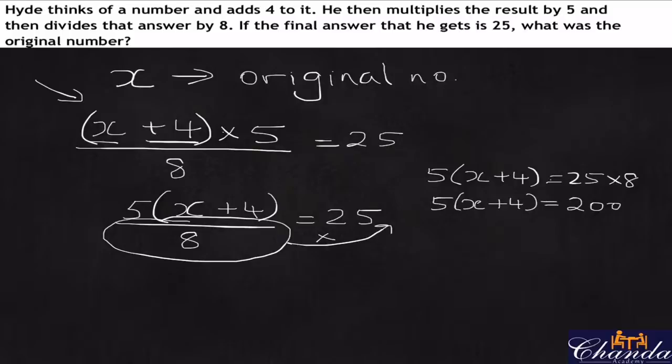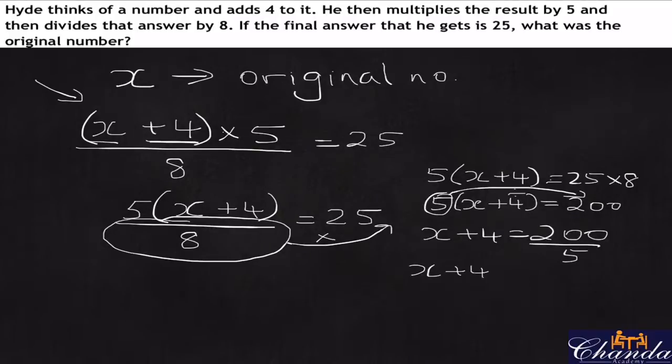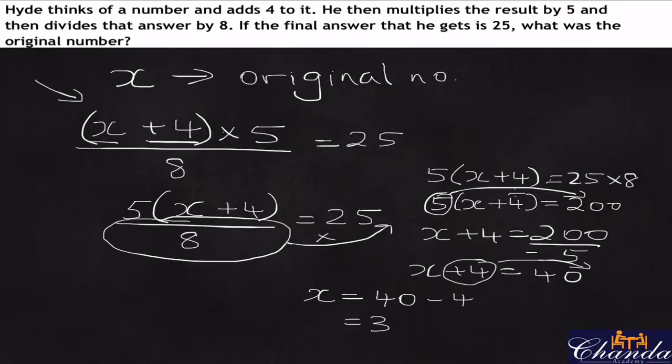Now, let's take the 5 over to the other side as a division because it's a multiplication on the left-hand side. So it becomes X plus 4 equals 200 divided by 5, which gives me 40. Now, to get the X on its own, the very final thing we have to get rid of is this plus 4 here. Take it over to the other side as a takeaway. So it becomes X is equal to 40 take away 4. 40 take away 4 gives me 36. So, if the final answer that he gets is 25, what was the original number? The original number was 36.